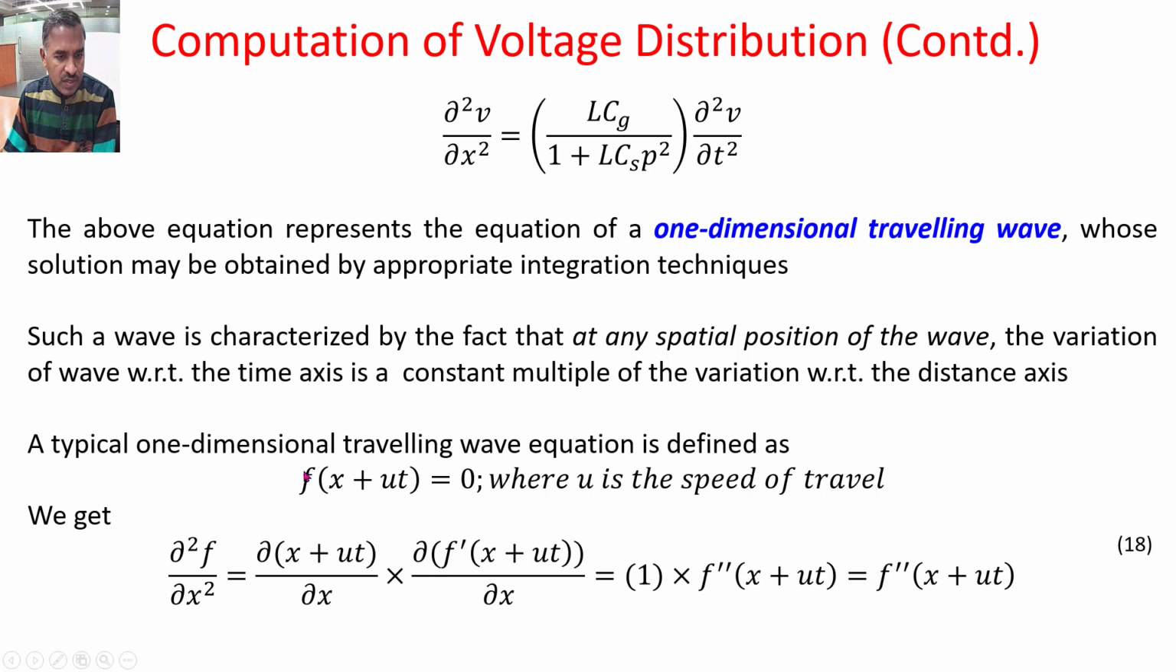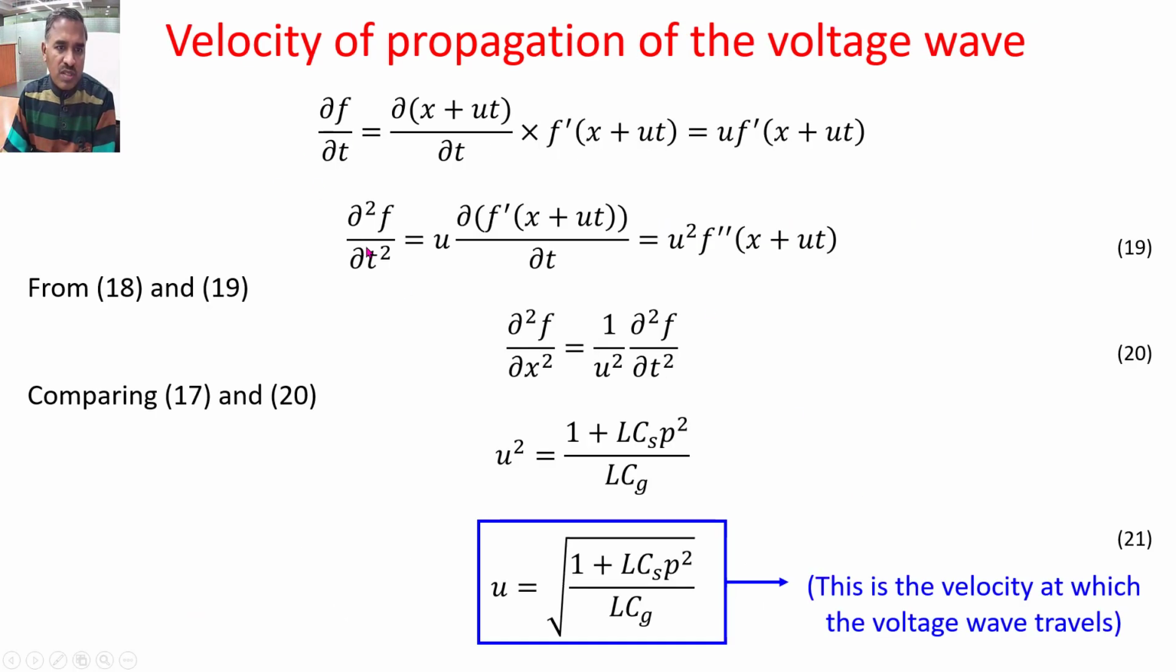So we get, for example, differentiating 2 times with respect to x, you will obtain f double dash (x plus ut). ∂²f/∂x² is equal to f double dash (x plus ut). Similarly, differentiating 2 times with respect to t, you will get u² into f double dash (x plus ut). So comparing the two differentiations, ∂²v/∂t² and ∂²f/∂x², you can write ∂²f/∂x² equals 1 by u² into ∂²f/∂t².